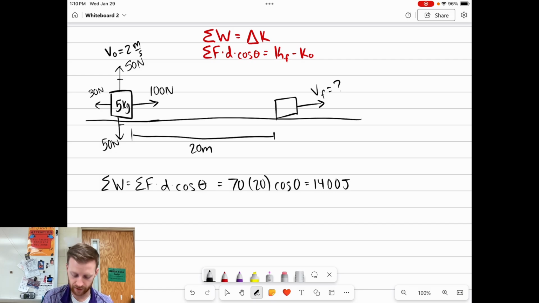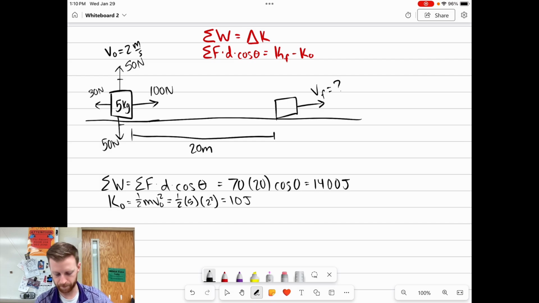Okay, let's figure out the kinetic energy at the start. Well, that's going to be 1/2 mass times velocity initial squared. So we have 1/2 times the mass of 5 times the velocity of 2 squared, which is going to end up giving us a whopping 10 joules of energy here. So we now have our initial kinetic energy.